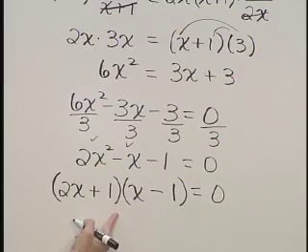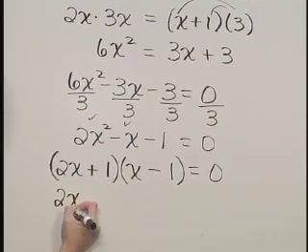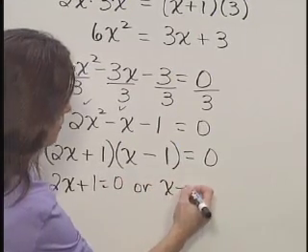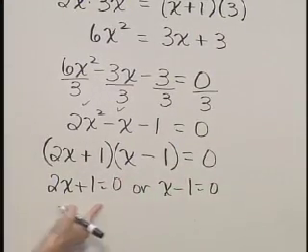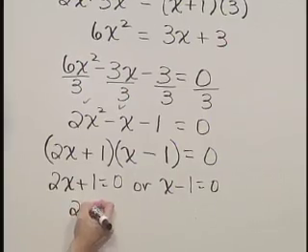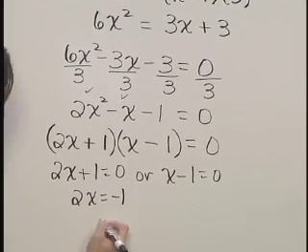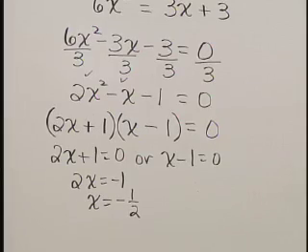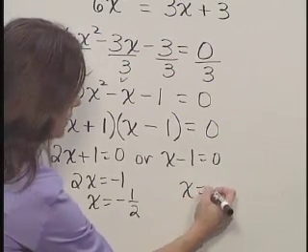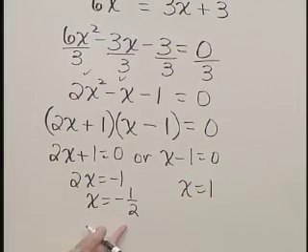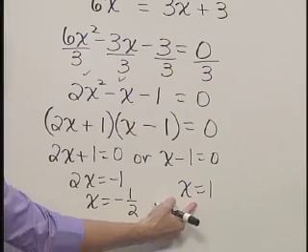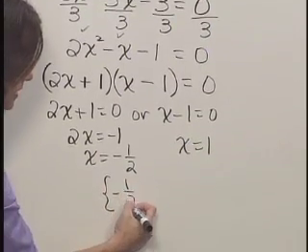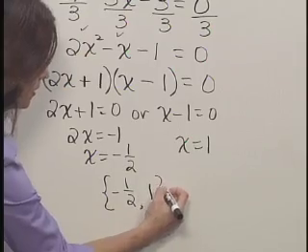Now use your zero factor property. 2x plus 1 is equal to 0, or x minus 1 is equal to 0. And solving each linear piece now, 2x is equal to negative 1. x is negative 1/2 then, or x is equal to 1. You can verify that both of these do check in the original equation, and our solution set is negative 1/2, 1.